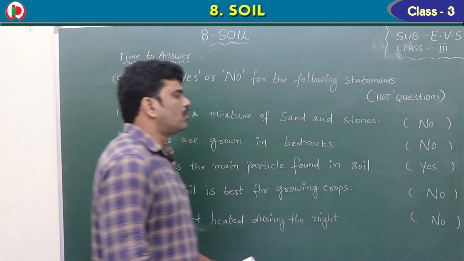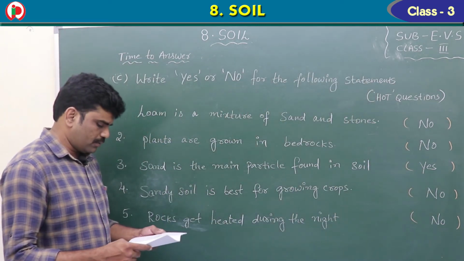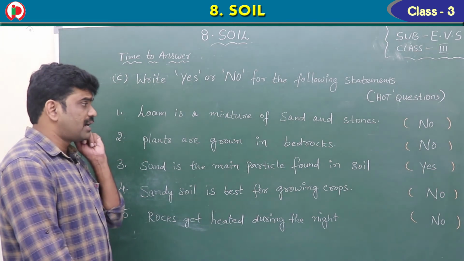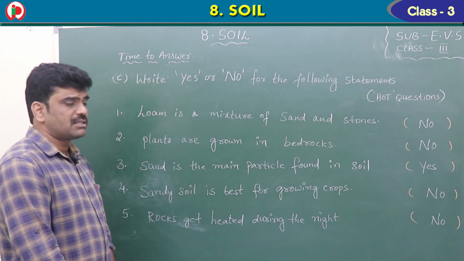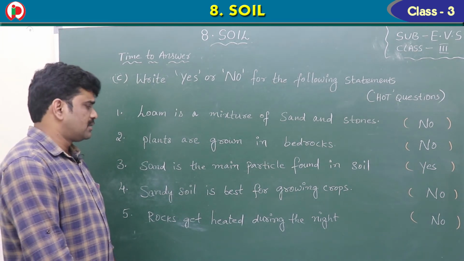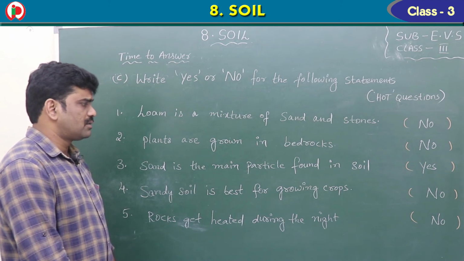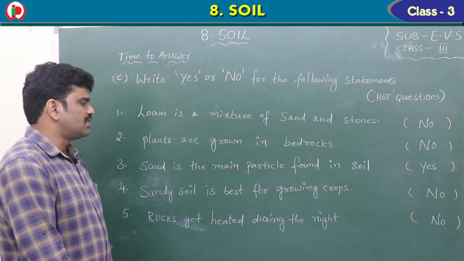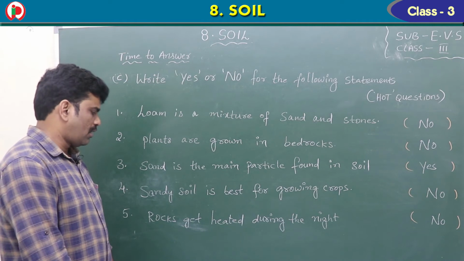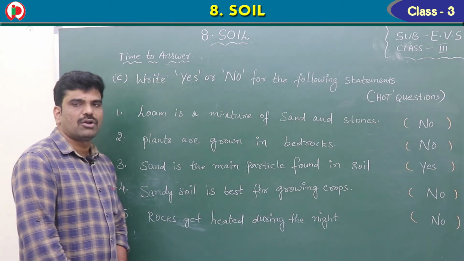So here: no, no, yes, no, no. First one, loam is a mixture of sand and stones. No. Plants are grown in bedrocks. No. Sand is the main particle found in soil. Yes. Sandy soil is the best for growing crops. No. Rocks get heated during night. No. Okay.